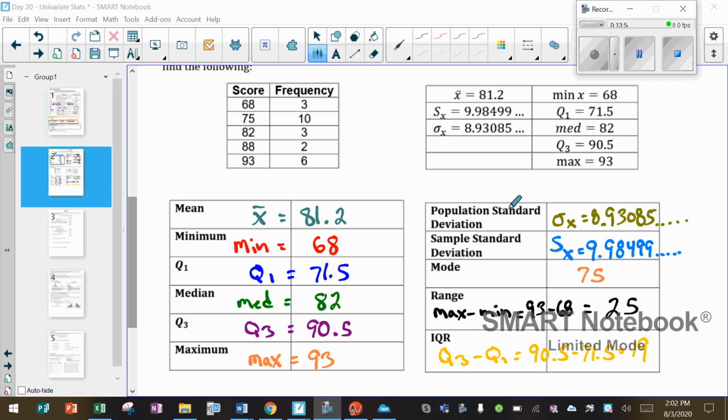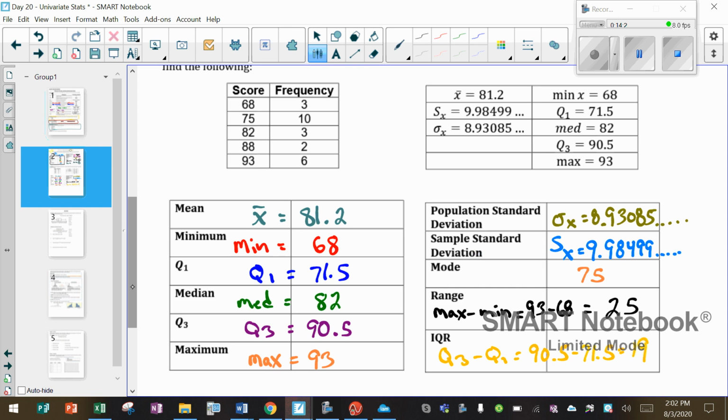The population standard deviation is the sigma, the o with the little squiggle on top, a cowlick like a hair sticking up on the top of its head. That's the 8.93085. The sample standard deviation, which is the Sx, is 9.98499. Mode: which score occurred most often? Which score has the highest frequency? Well, there were 10 scores of 75, so there's our mode.